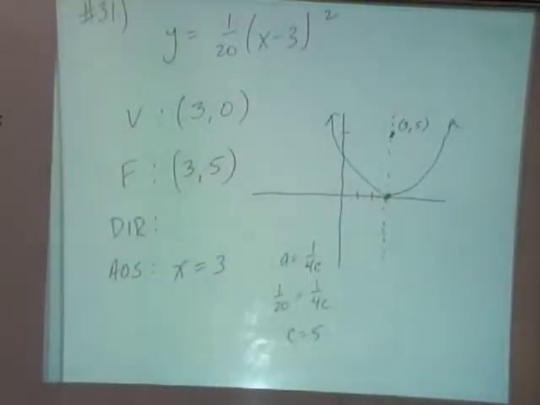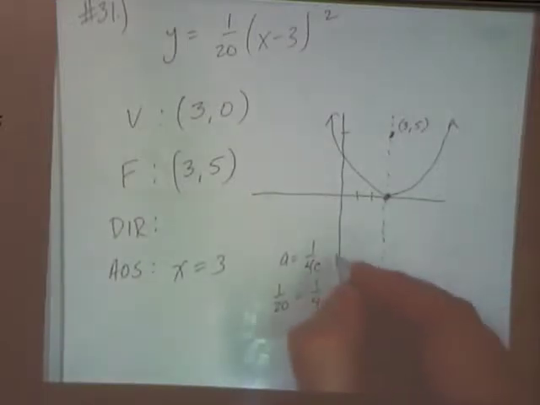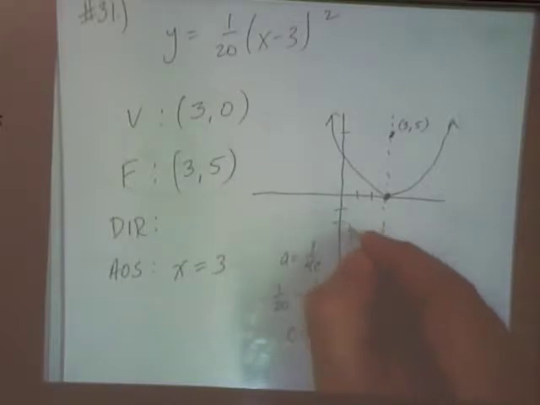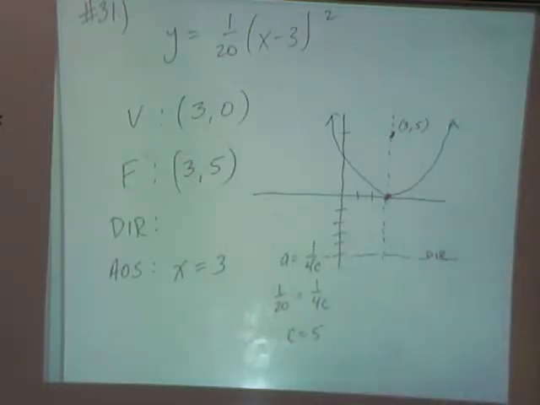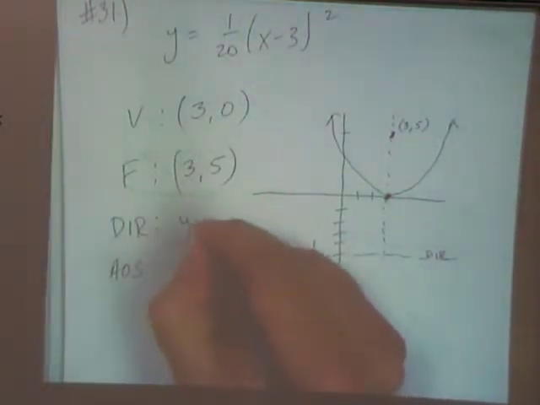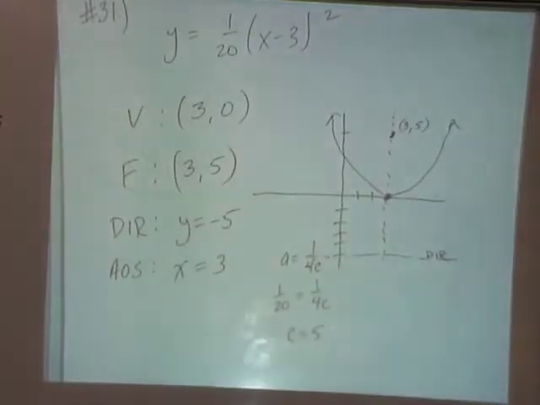And then my directrix is perpendicular to my axis of symmetry, and it's the same number of units away from my vertex. So at negative 5, there's my directrix, and that's going to be y equals negative 5.